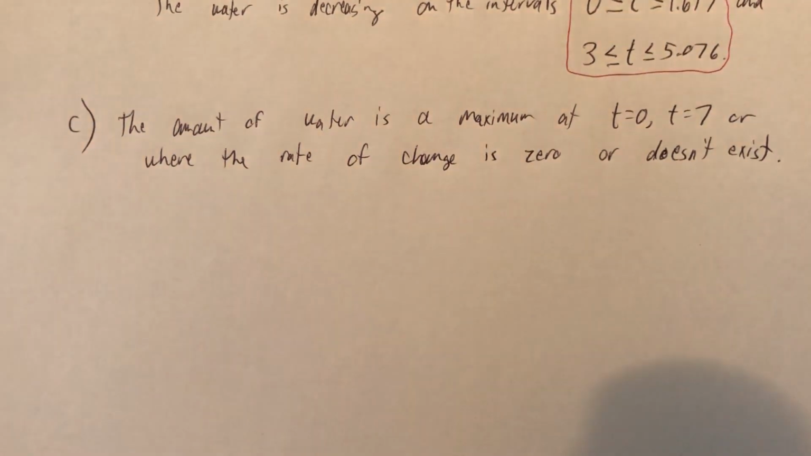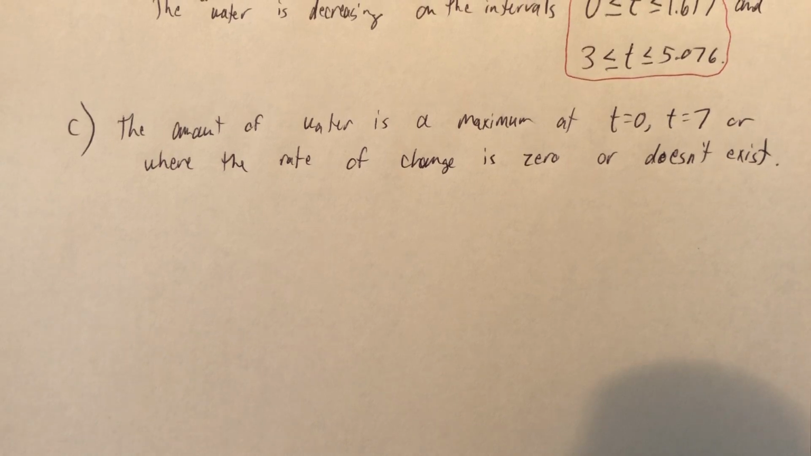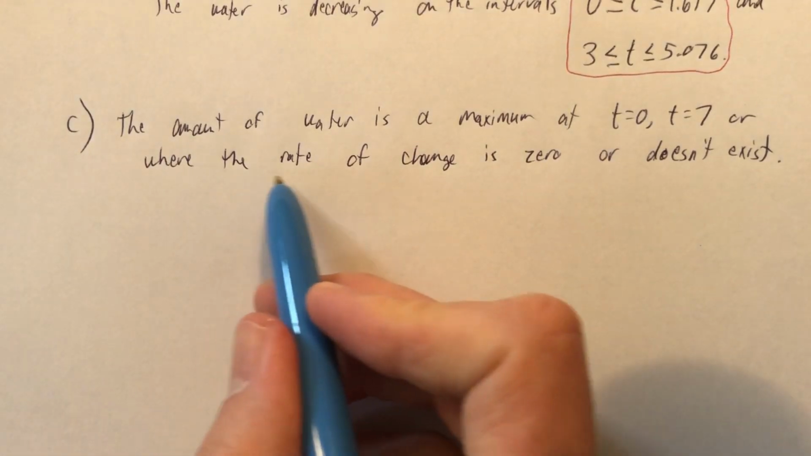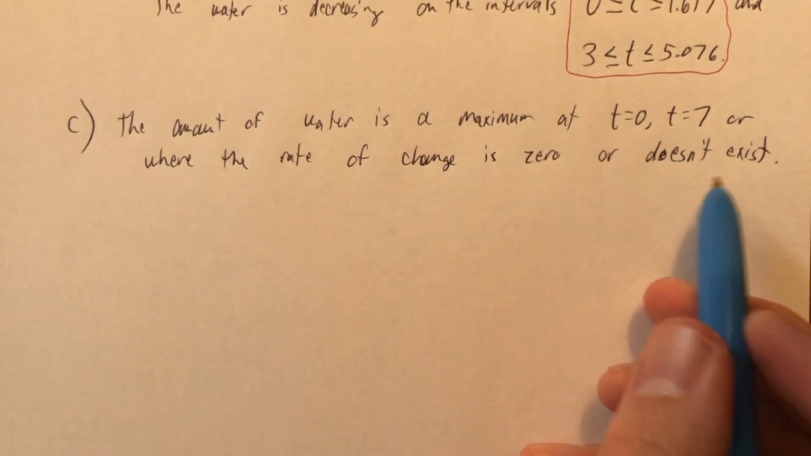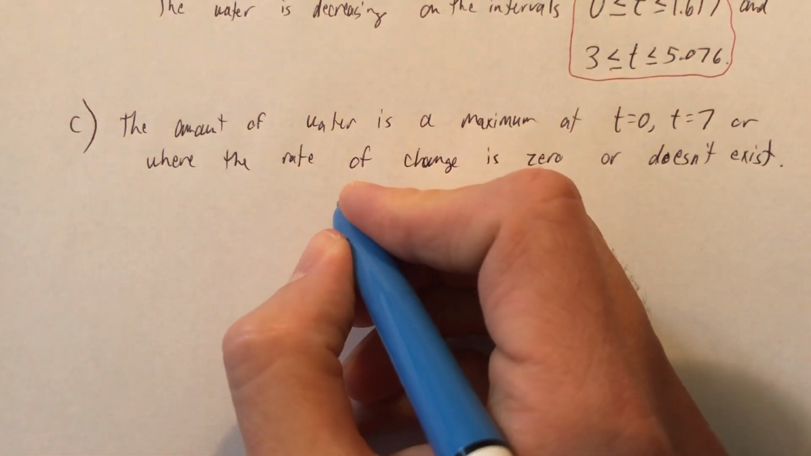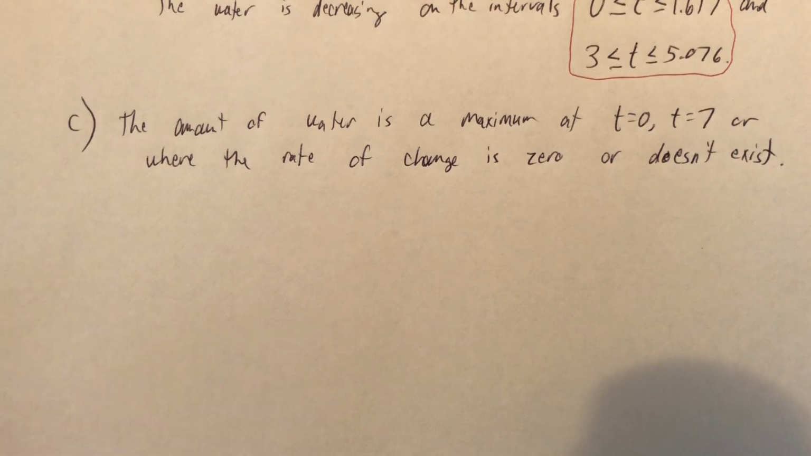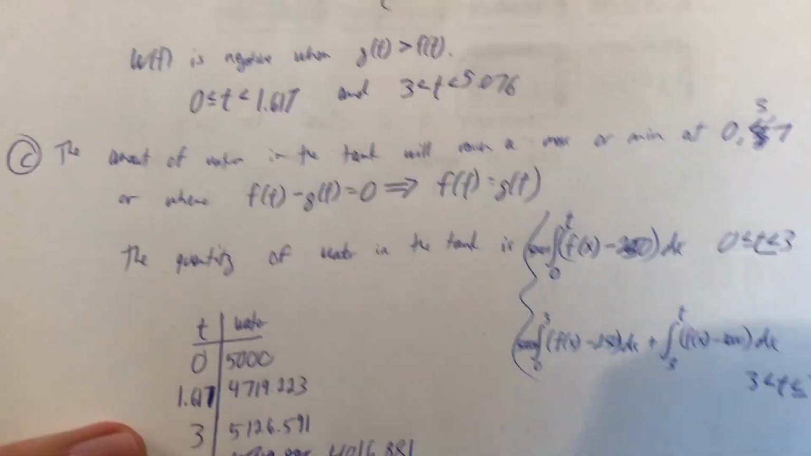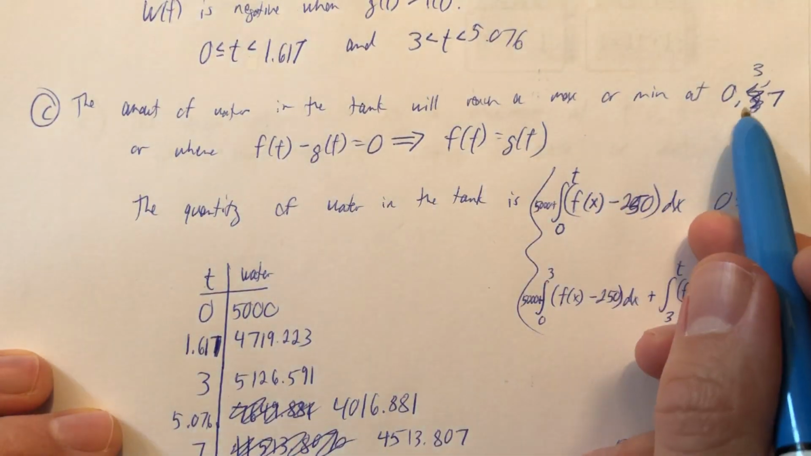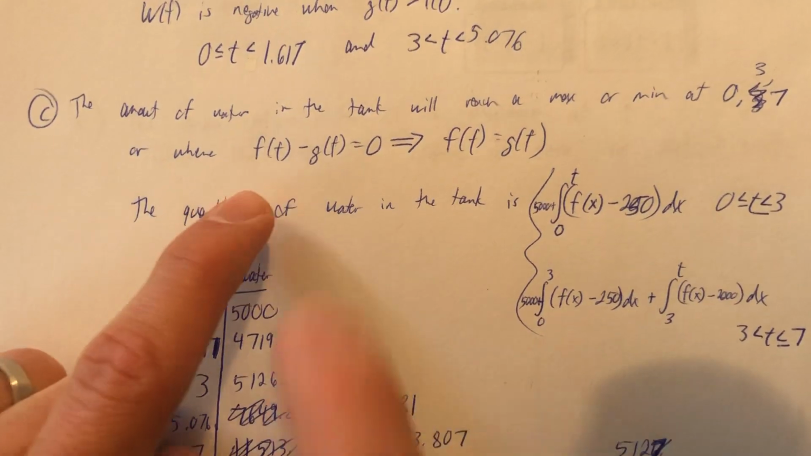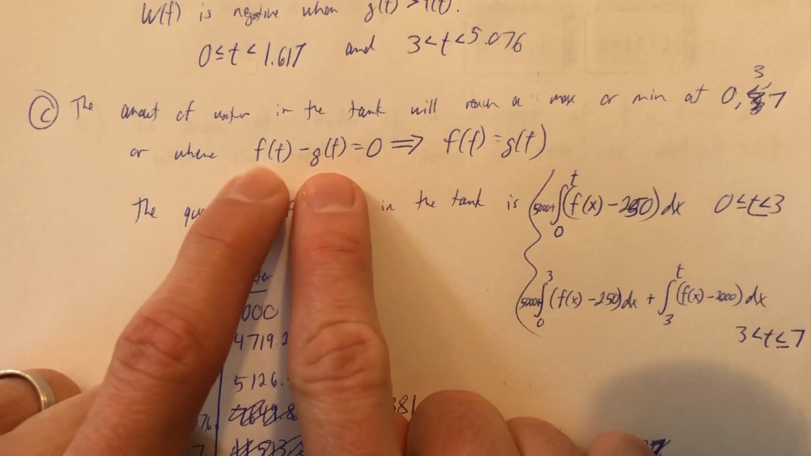Okay, so here's what I need to check. I'm going to go with this idea where the rate of change is 0 or it doesn't exist. So there's actually 3 points here, and I'm not going to write everything down. I am going to show you my scribbles that I did when I worked it out. The amount of water in the tank was 0, 3, 7, or where the rate of change is 0. And here was my rate of change.